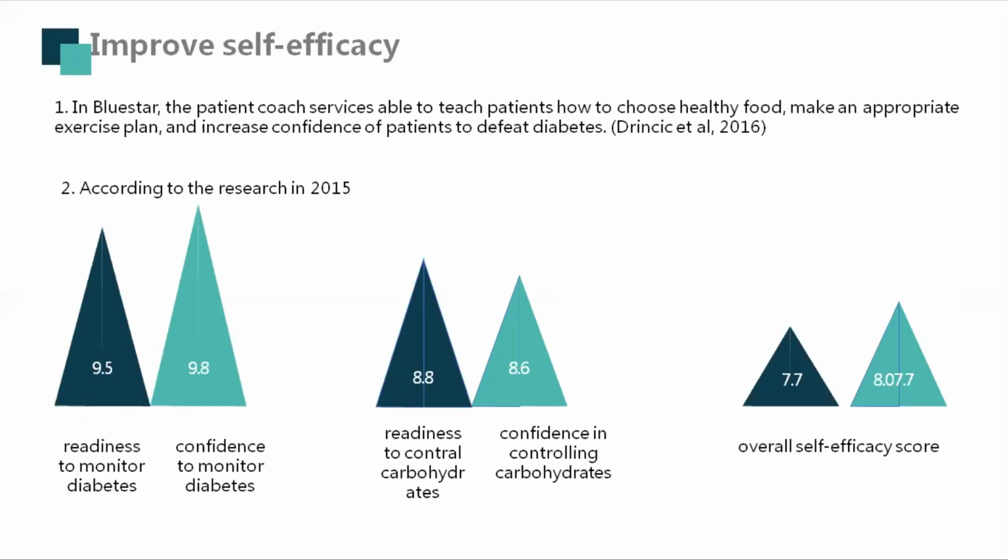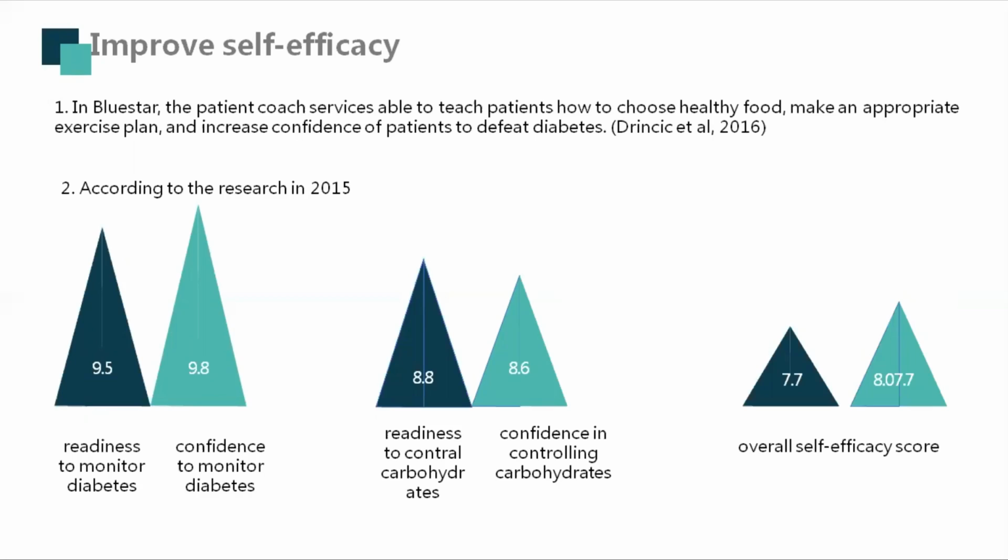According to the research in 2015, people who use mobile-based applications to treat diabetes rate 9.5 out of 10 in their readiness to monitor diabetes, and rate 9.8 in their confidence, which indicates extremely high readiness and confidence to monitor diabetes. And moreover, people who use Bluestar rate 8.8 and 8.6 respectively in their readiness and confidence in controlling their meals.